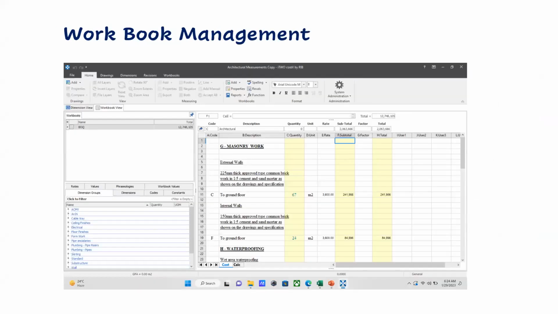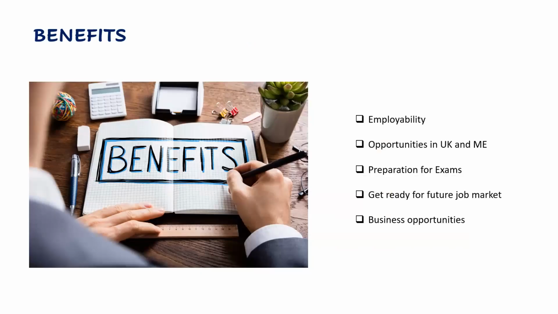Then the workbook management. You have to manage your workbook properly. Then you can create a comprehensive BOQ. I will show you one BOQ and the benefits. There are a lot of benefits if you're willing to migrate to another country. This will be very, very important to get a job. Recently, as a previous example, Trini Vijay Singh got a job in New Zealand based on her measurement skills, based on the use of the tab. Then opportunities in the UK and Middle East, and preparation for exams.